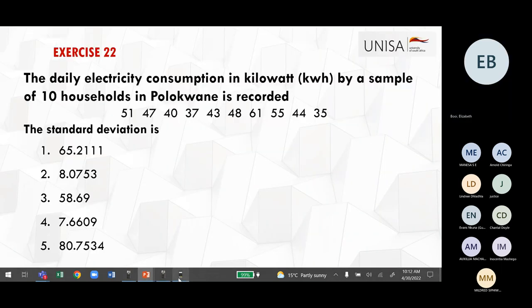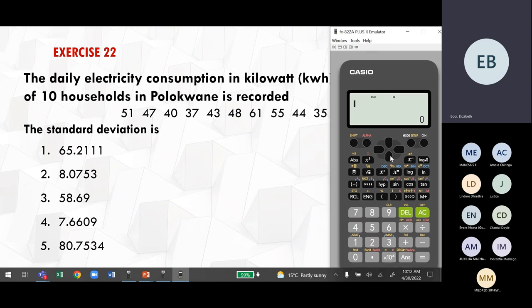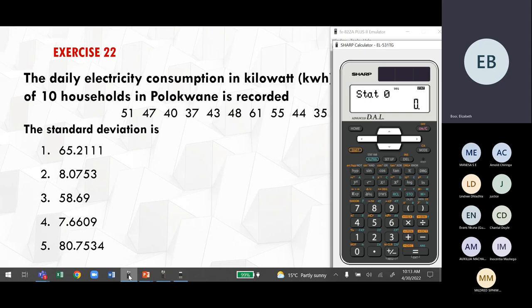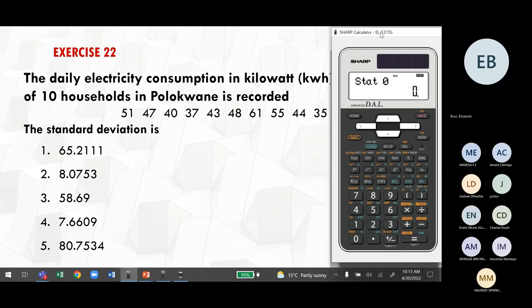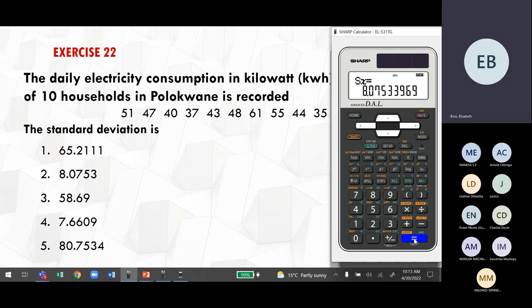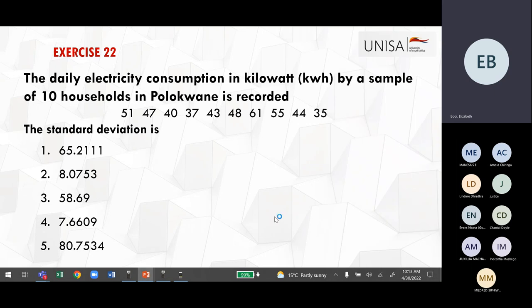Okay. So on the Casio, I've stored my data. Then we're calculating the standard deviation, right? Shift, stat, 4, 1, 4, and 4 again, and equal. And the answer is 8.0753. On the Sharp calculator, same: Alpha, 5, equal, and you get the same answer. I hope by now you are comfortable with your calculators to answer any of these questions.